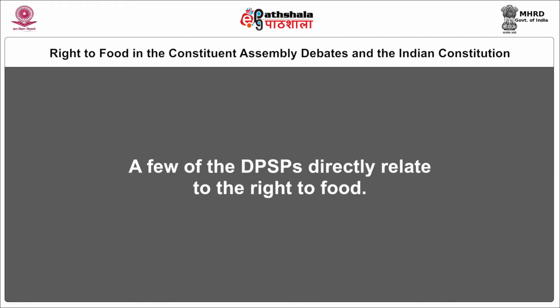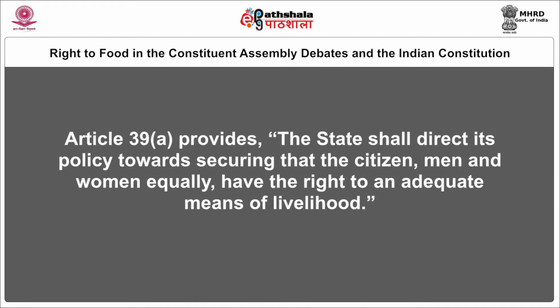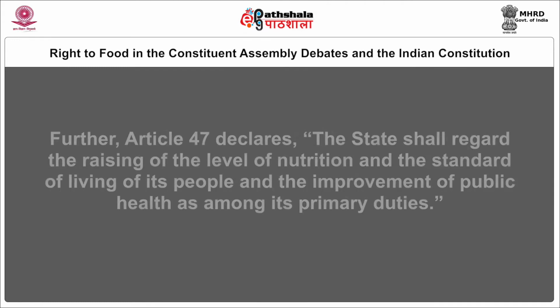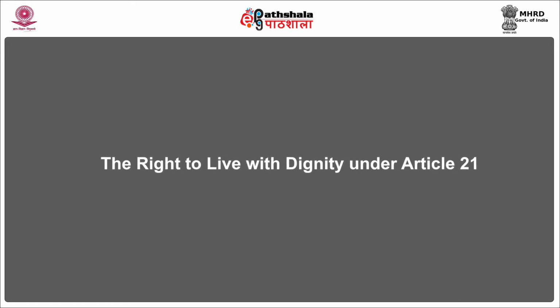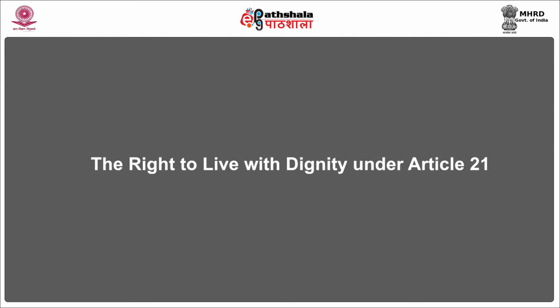A few of the DPSPs directly relate to the right to food. Article 39, subclause A, provides in quote, "The state shall direct its policy towards securing that citizens, men and women equally, have the right to an adequate means of livelihood." Quotes closed. Further, Article 47 declares, in quotes, "The state shall regard the raising of the level of nutrition and the standard of living of its people and the improvement of public health as among its primary duties." Quotes closed. The second part of the module discusses the right to live with dignity under Article 21.